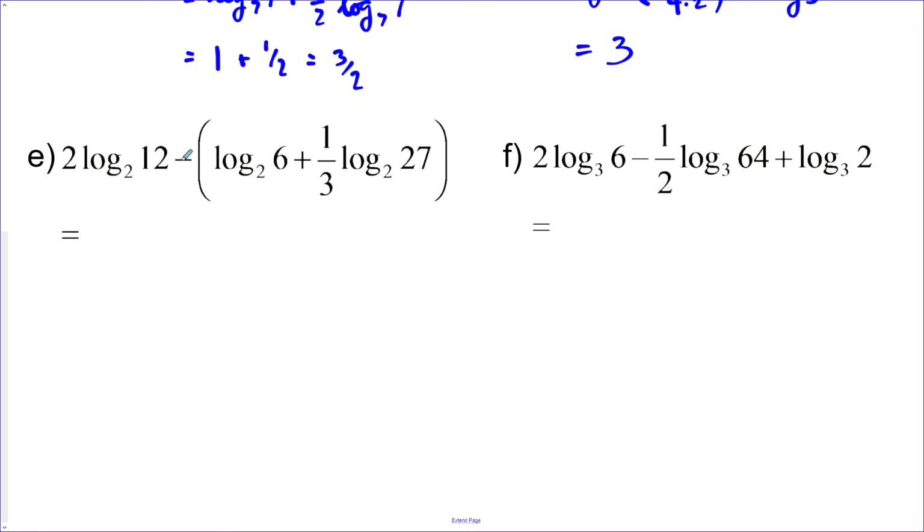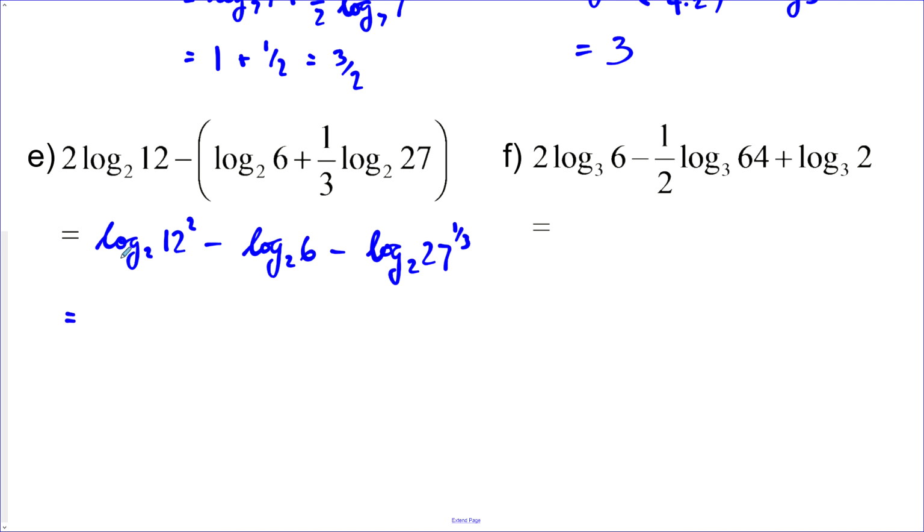All right, next one. This one's got a couple of different things we could do again, but let's try writing everything together here. So let's get rid of the coefficients, move them up into the exponent. So log base 2 of 12 squared. So the coefficient went up there. Now let's get rid of the brackets. We've got minus here. We've got log base 2 of 6. And this one here, we could say minus because I distributed in the minus sign. And the 1/3 becomes the exponent up here. So log base 2 of 27 to the power of 1/3, which is the same as cubed root.